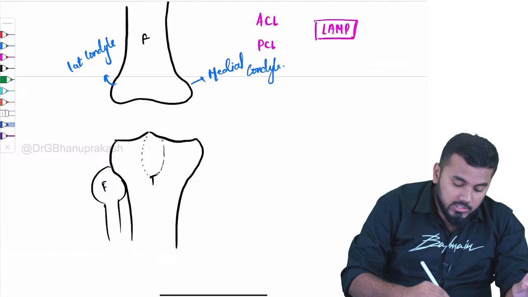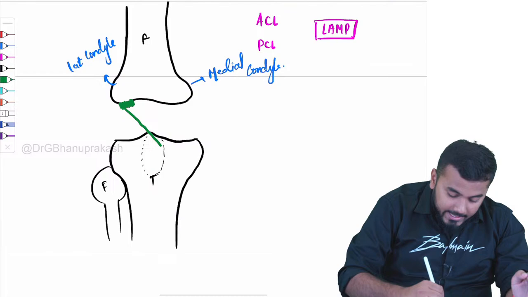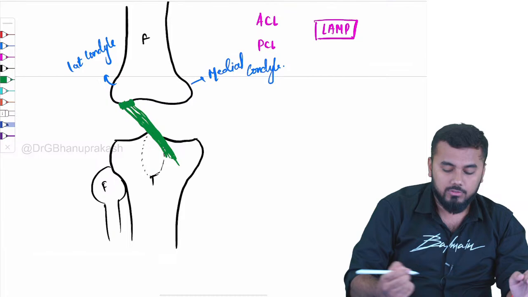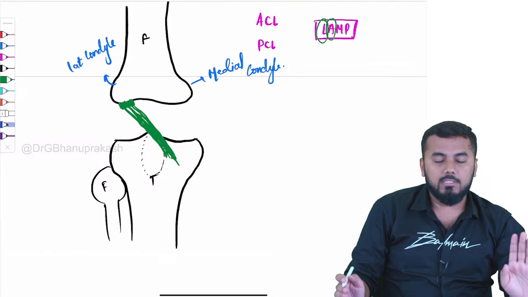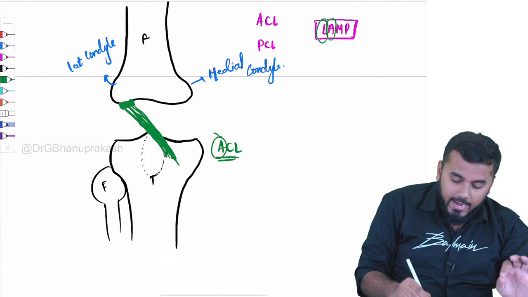Now, the anterior cruciate ligament starts from the lateral condyle. It starts from the lateral condyle and comes anteriorly and attaches to the anterior surface of the tibia. Lateral, anterior: from the lateral condyle to the anterior surface of the tibia. This is called the anterior cruciate ligament because it is coming anteriorly.